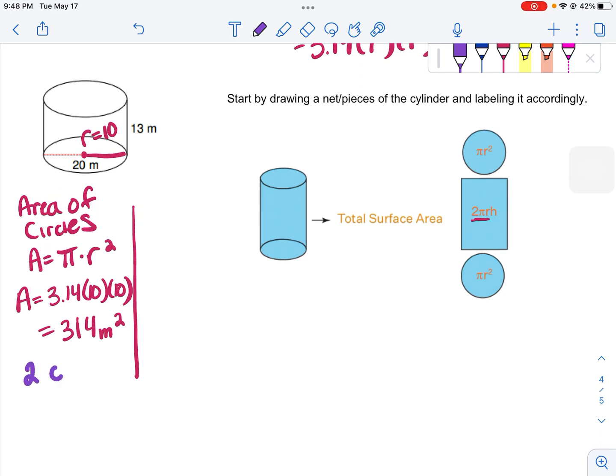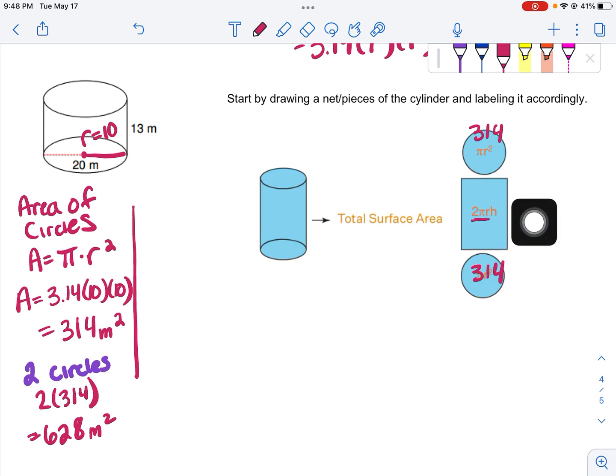So to find the area of both circles, you can refer back to your diagram. This one had an area of 314. This one had an area of 314. So 2 times 314, or 314 plus 314, would be a total of 628 square meters for those two circle pieces right here. So now we need to find the area of the rectangle part.